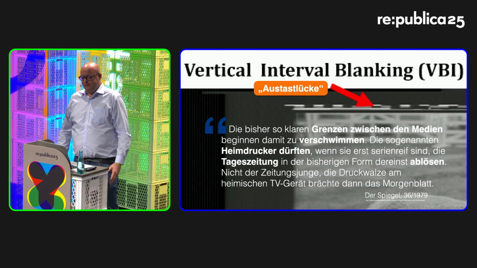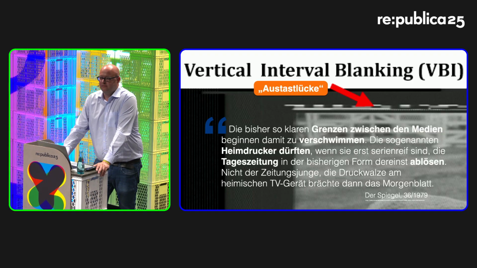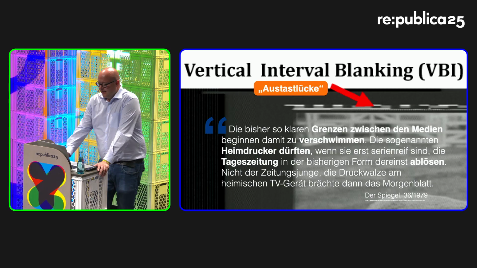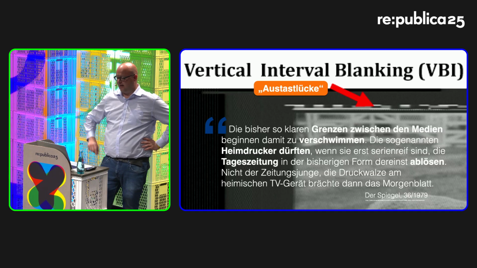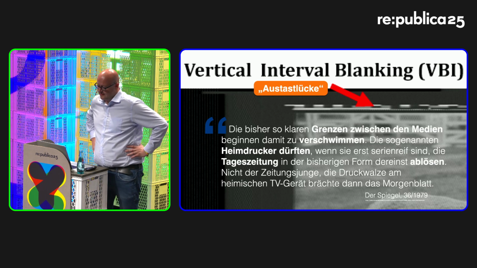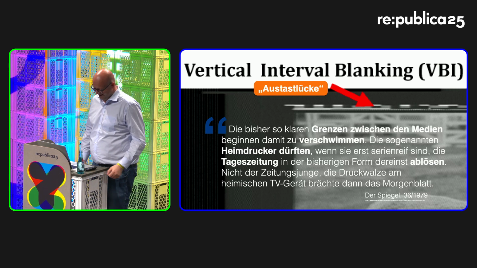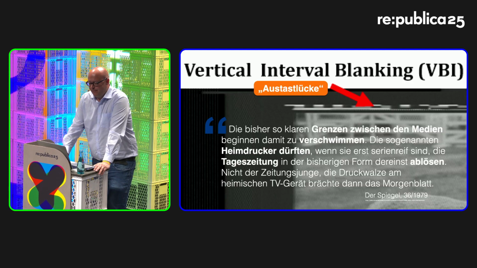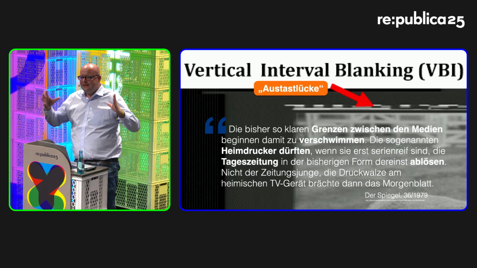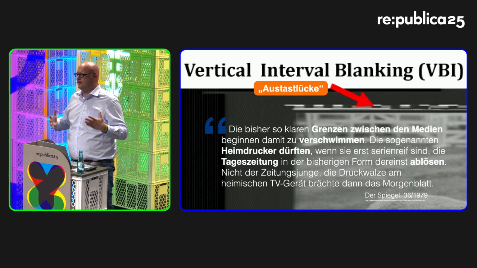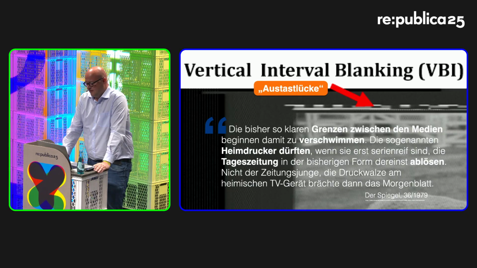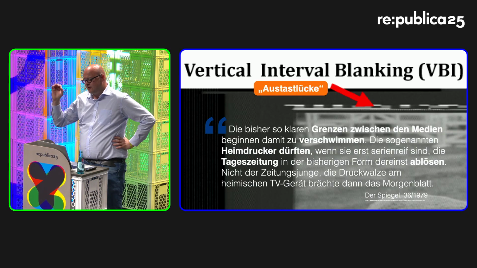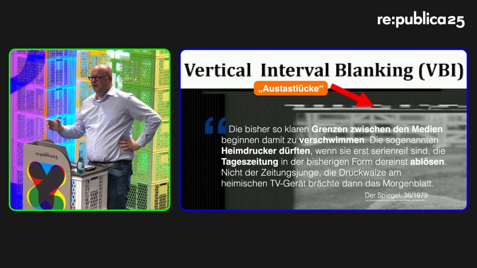And yet another quote from Der Spiegel: the previously clear boundaries between various media are beginning to blur. Media convergence, anyone? So these so-called home printers, once they are ready for mass production, will one day replace the daily newspaper in its current form. Not the paperboy, but the print roller on the TV set at home would then bring the morning paper. All right, so we can see with this vertical blanking interval and teletext, it would be the demise of printed newspapers. And of course, we know that people who deliver newspapers by hand are still around, right?